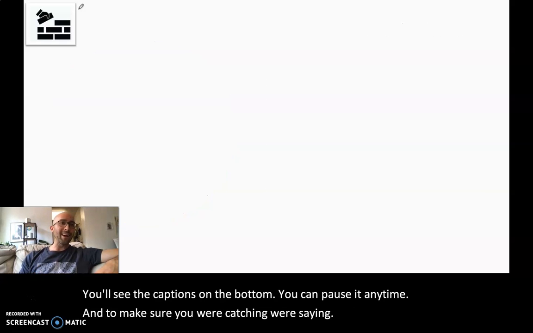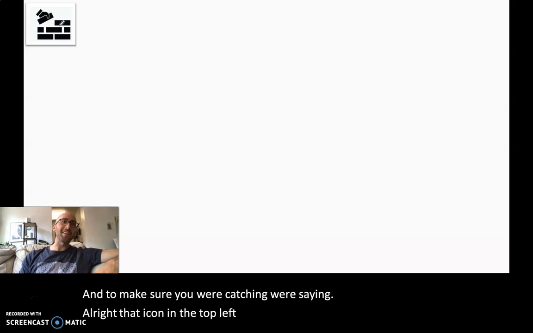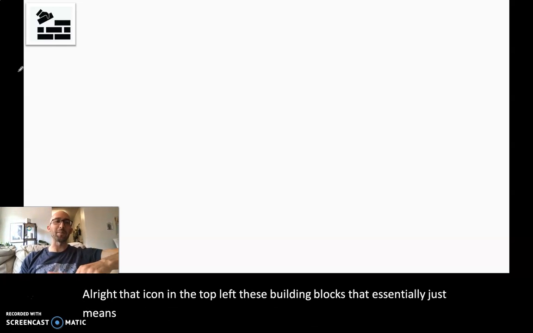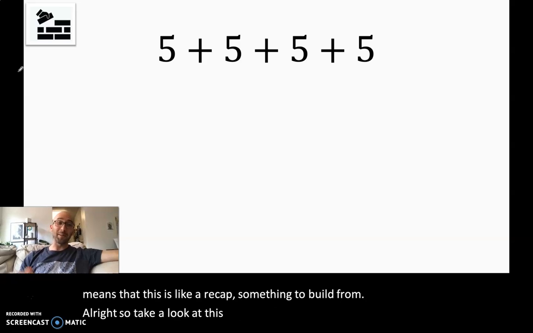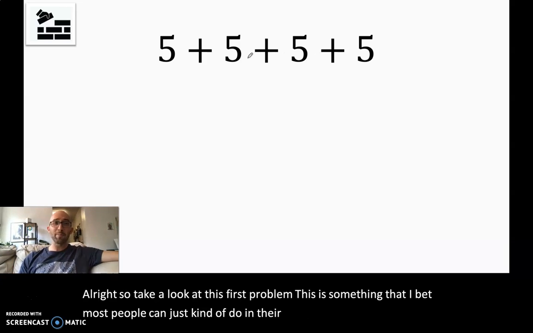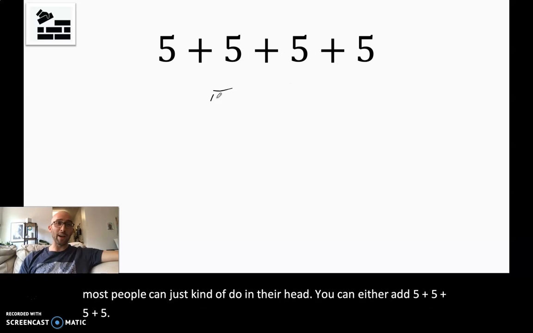All right, that icon in the top left, these building blocks, that essentially just means that this is like a recap, something to build from. All right, so take a look at this first problem. This is something that I bet most people can just kind of do in their head. You can either add 5 plus 5 plus 5 plus 5. You probably know this. You can do 5 times 4.